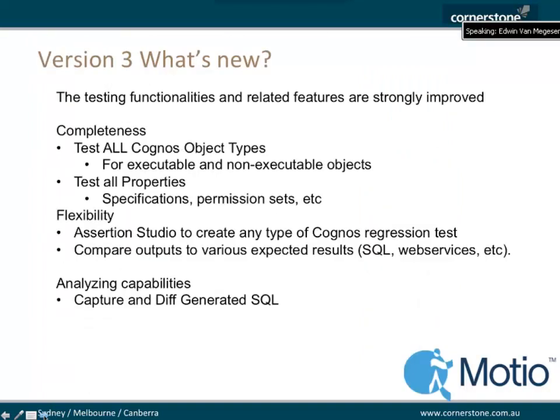Okay, well, some of you who are attending this webinar are already using MotioCI. That could be the cloud version, or that could be the version in your own location. But what is changing in Motio version 3? What's new? Well, we focused on completeness, so we made sure that all objects are being versioned. And further, we also make sure that there is flexibility for you. So you could create your own assertions and compare outputs across environments and across type of output. And further, we have improved the analyzing capabilities, so you can look at what the causes are of tests that fail. For instance, look at the outputs, look at the HTML, but also look at the generated SQL.